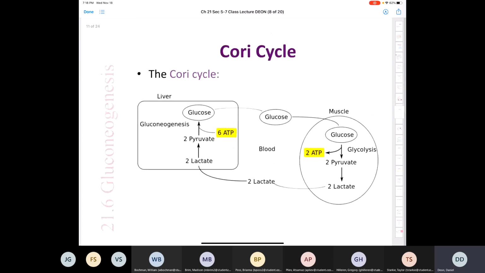This is just a little cartoon of the Cori cycle, which shows you how glycolysis produces 2 ATPs, but when we do gluconeogenesis, it costs us a total of 6 ATPs.